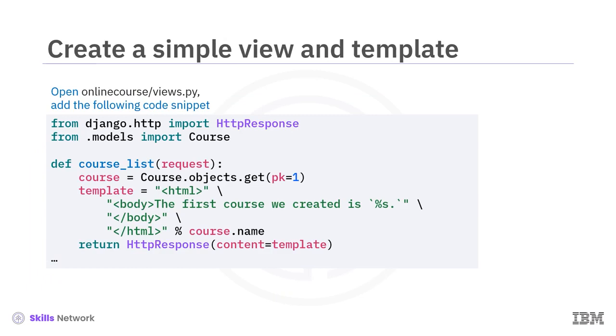Next, we create a simple view and a hard-coded HTML template to present the course object. Open the onlinecourse/views.py file to add a course_list view function. It accepts an HTTP request object and returns an HTTP response object. First, we get the course object from the database. Then we create an HTML template and dynamically insert the course name into the placeholder. And finally, we add the completed HTML string as the content of the HTTP response and return it to the UI.